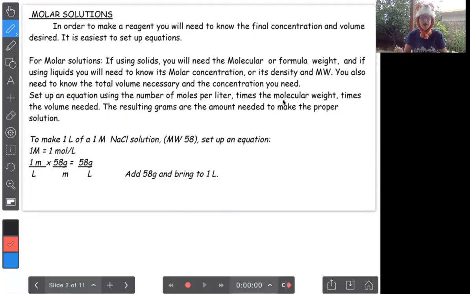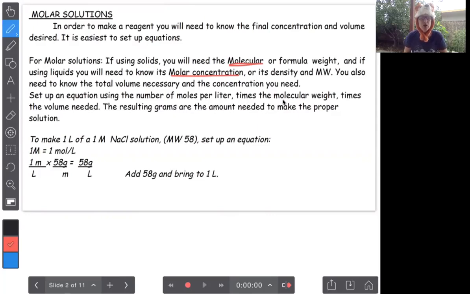So remember, if you're starting with something solid or a crystal or powdered, we need the molecular weight, and you're not going to ever know what those are, so you need to look it up. If you have a reagent in a bottle, it'll generally give you the molecular weight on it. If you have something in a liquid, then you need its molar concentration, 1 molar, 2 molar, or its density and molecular weight, which we're not going to worry about. We need to know total volume and the concentration, like I said.